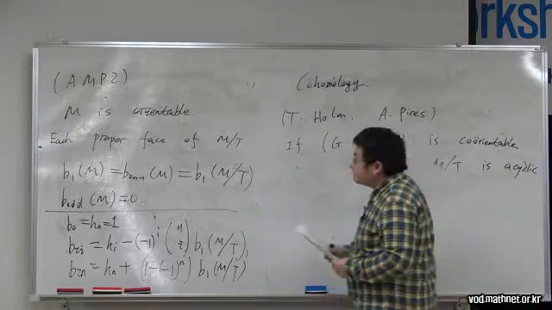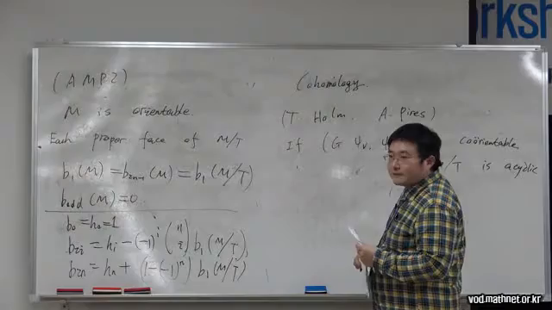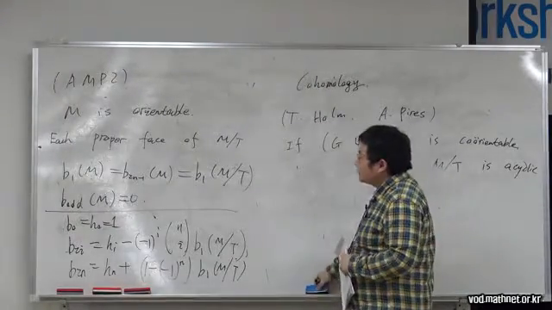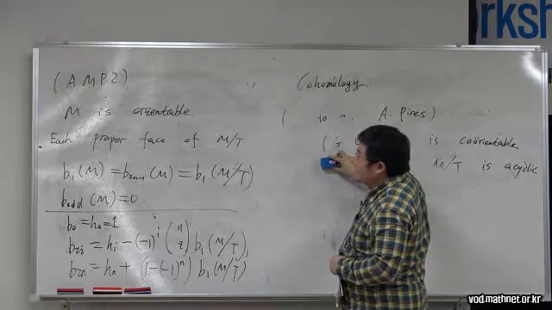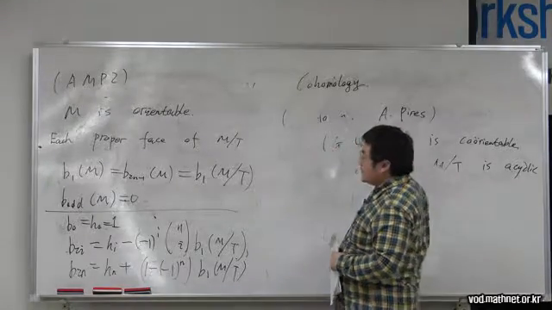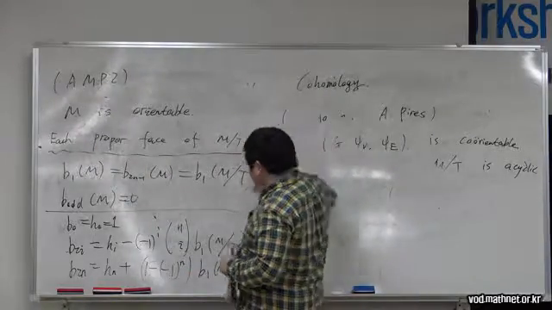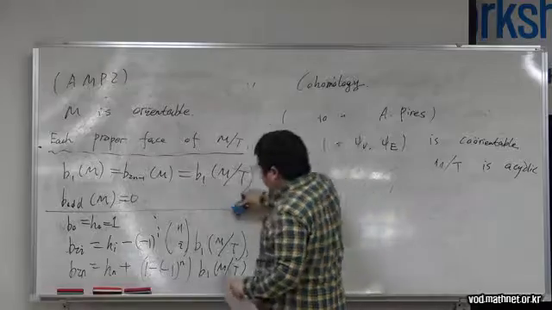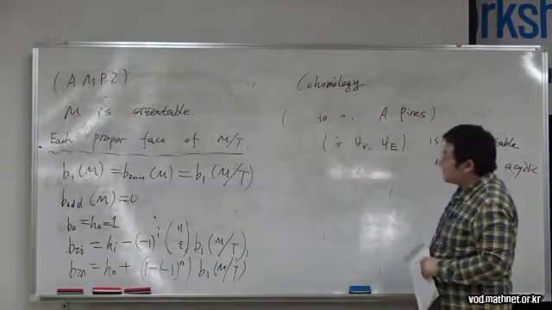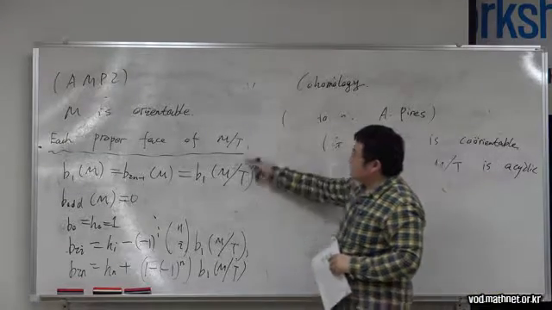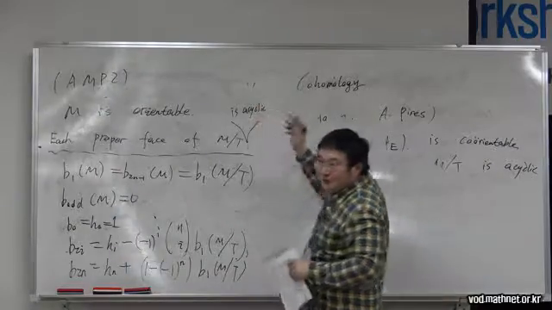So, how much is the hypothesis and how much is the result? I don't know. Your statement looks very confusing. So, which is the hypothesis of this? M is orientable. That's the only hypothesis, or is it the result? Yeah, this is assumed. That's the hypothesis. Each proper face of M over T is what? Sorry, I forgot to write it.